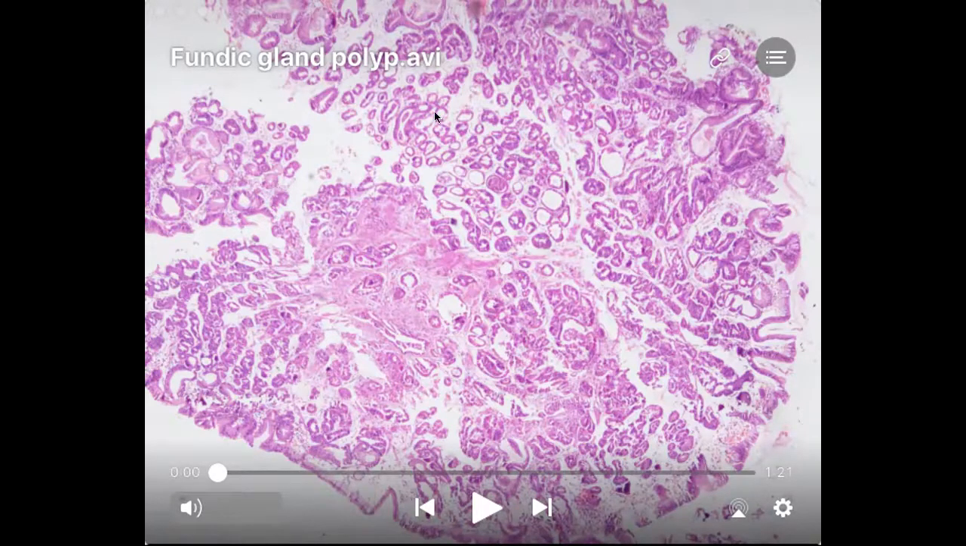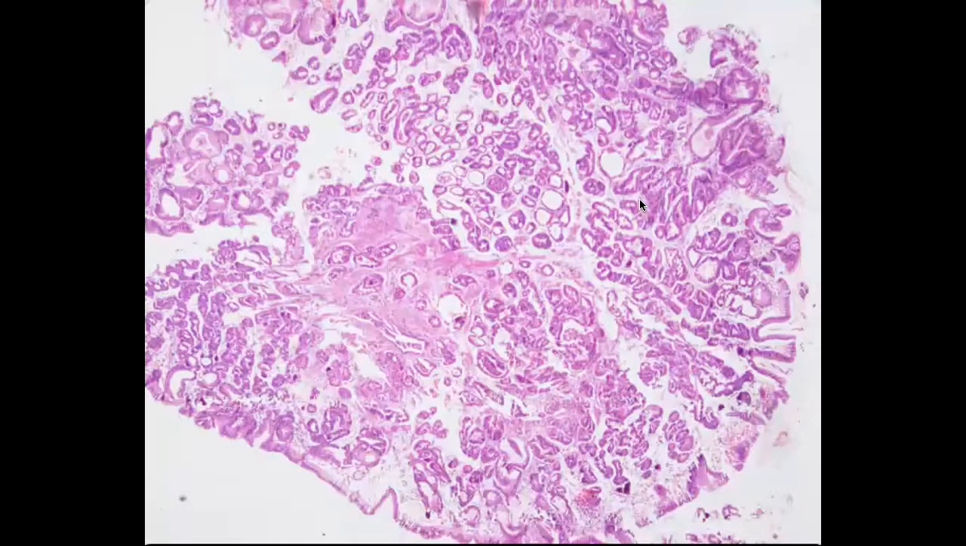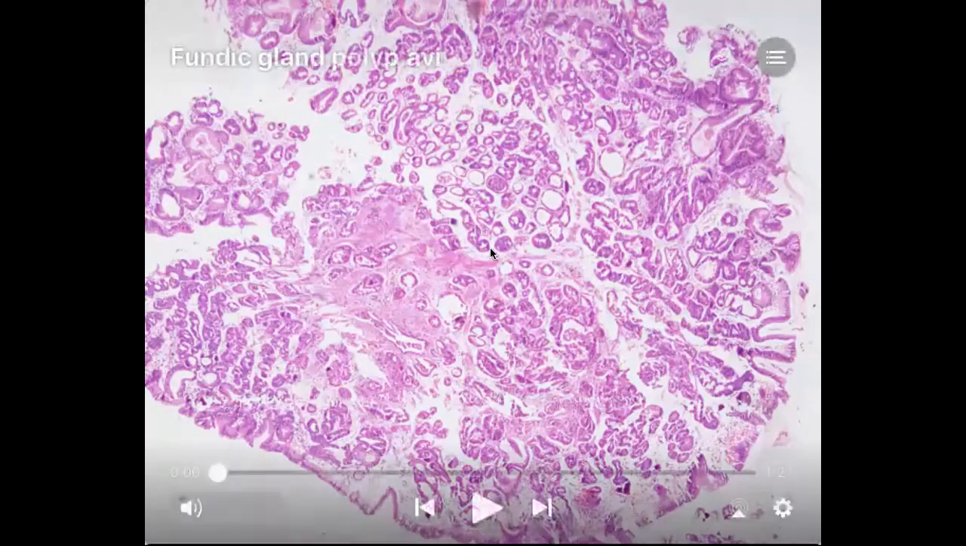Now these fundic gland polyps are usually seen in the stomach and are one of the most commonly sampled things in the gastric tissue. As the name would suggest, the fundic gland polyps are usually seen in the fundus, but they could also be found in the body of the stomach. They are found in the fundus and body because both these areas are composed of specialized gastric glands, which are known as oxyntic glands. So basically, they involve the oxyntic gland, and they are a type of hamartomatous polyp.